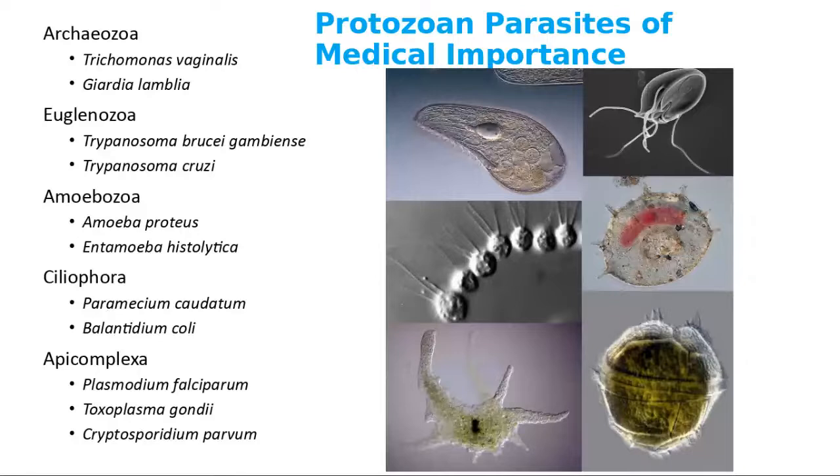For the euglenozoa, Trypanosoma brucei gambiense and Trypanosoma brucei. For the amoebozoa, Amoeba proteus and Entamoeba histolytica. For the Pseudophora, Paramecium caudatum and Balantidium coli. And for the apicomplexa, Plasmodium falciparum, Toxoplasma gondii, and Cryptosporidium parvum. Okay, that's it.